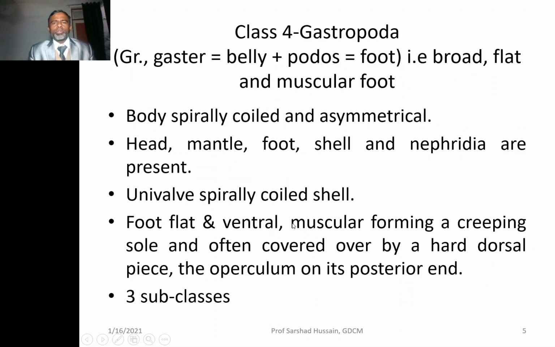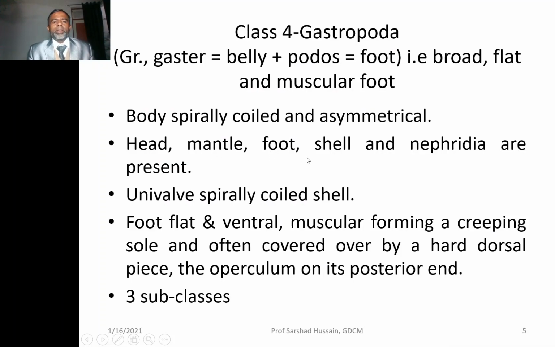Then you have the fourth class, class Gastropoda. Gaster means belly, poda means foot. It is so called because it has a broad, flat, muscular foot present just below it. It looks as if it is present below the belly. The body is spirally coiled and asymmetrical. We will look into the subclasses of Gastropoda next, where we will see the spirally coiled body. Asymmetrical means it cannot be divided into two equal halves.